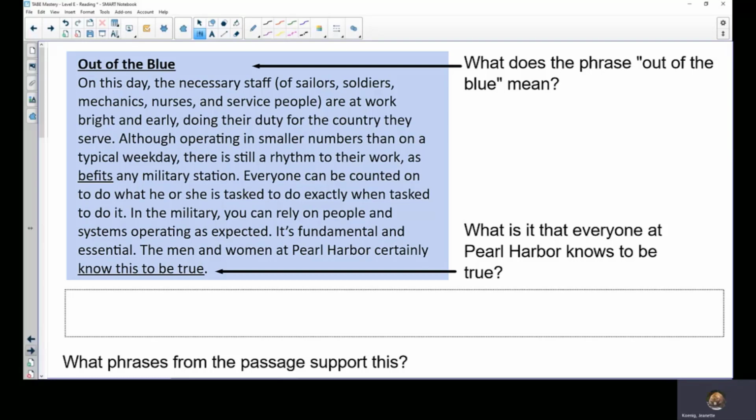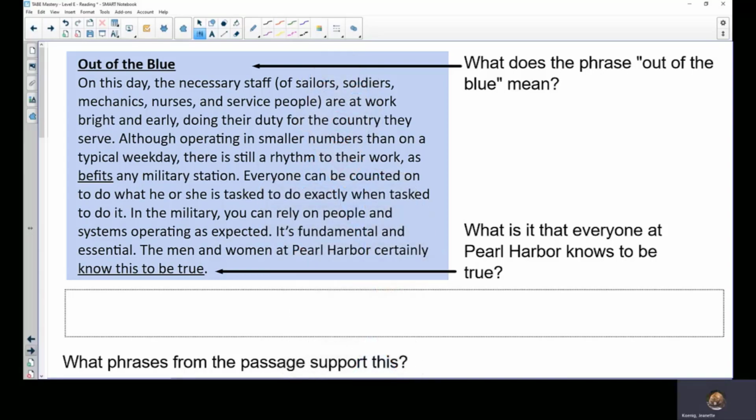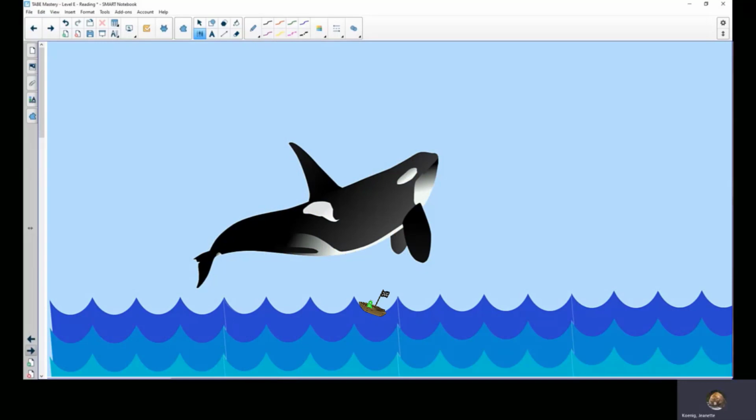What would that be? Well, let me ask you, first of all, out of the blue, what does that mean to you? Have you heard that phrase? So I've heard somebody say it, but I don't know what that means. I mean, I was just minding my own business, and then out of the blue, my boss started shouting at me. So I always think blue means water, but it doesn't make any sense.